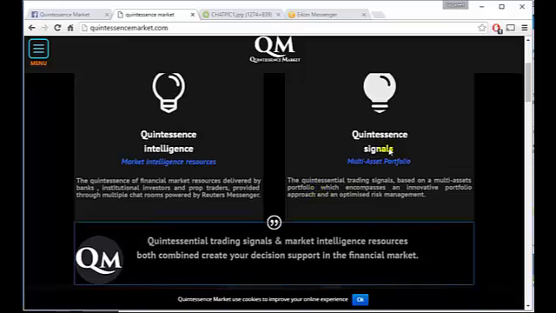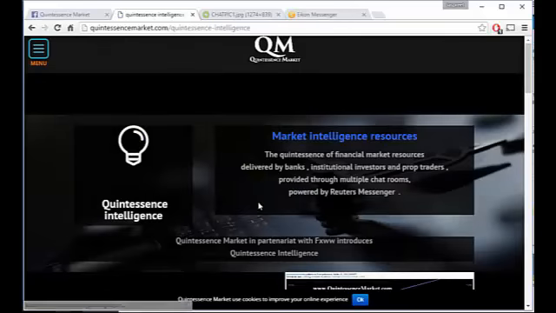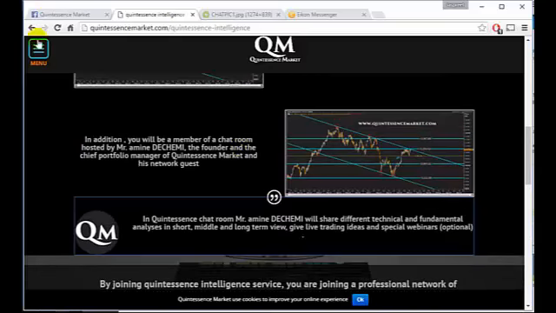The other service is the Quintessence Signal. So you're getting signals, you're getting multi-asset portfolio ingredients so that you can make a decent enough portfolio. This is where people who are not interactive with the chat room can sign up. If you just click on these, you can go in here and you can see there is a 1 week subscription. Tell them, hey, I talked to Jazz and he sent me, maybe I can try it out for a couple weeks. Just let them know, maybe they can help with that.